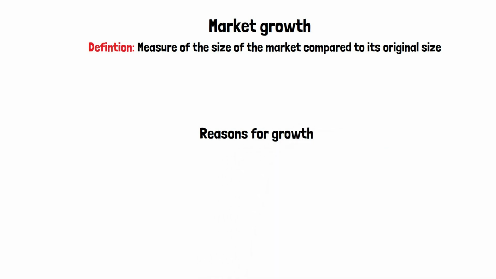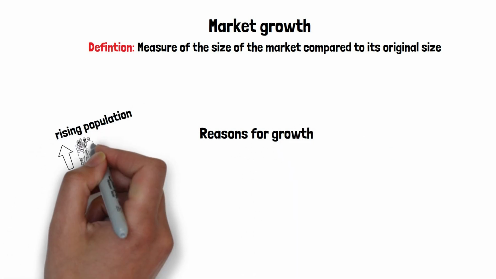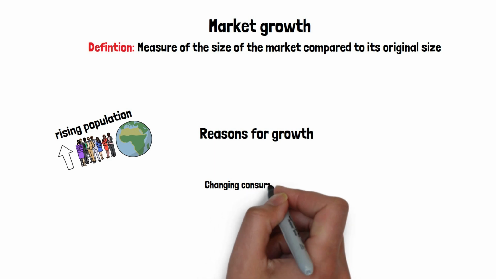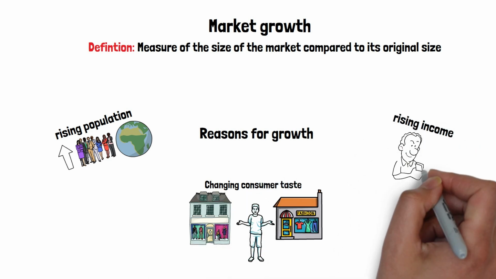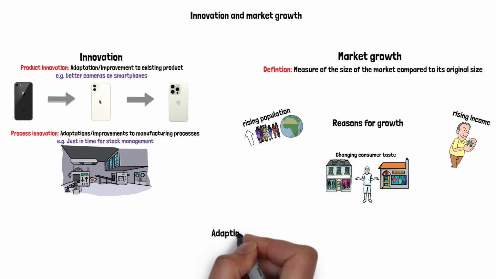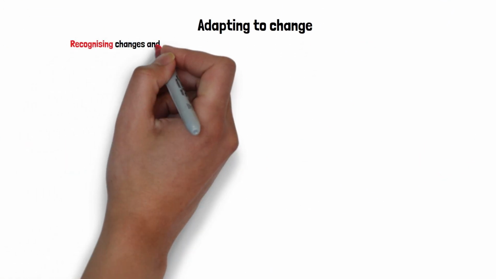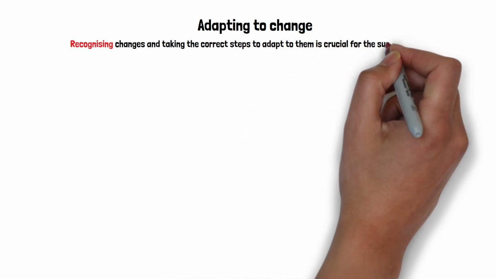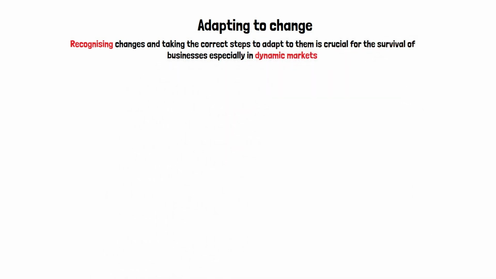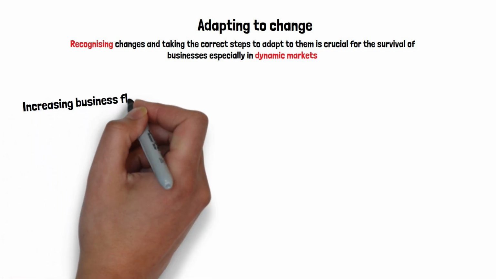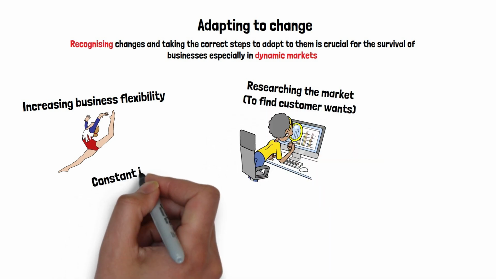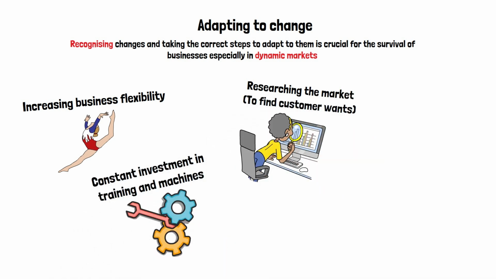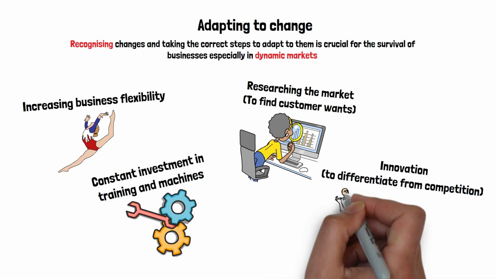Market growth, which can be defined as a measure of the size of a market compared to its original size, can be caused by many reasons. For example, rising population, changing consumer tastes, as well as rising income. So how do firms adapt to these changes? Recognizing and adapting to changes is crucial for the survival of a business, especially in dynamic markets. So to ensure a business can adapt to changes, they may think about increasing their flexibility, researching the market more to find what the customer wants, constant investments in training and machines as to not fall behind, as well as innovation to differentiate from the competition.